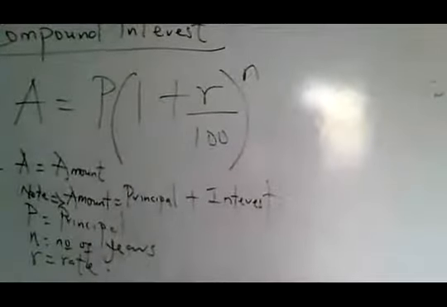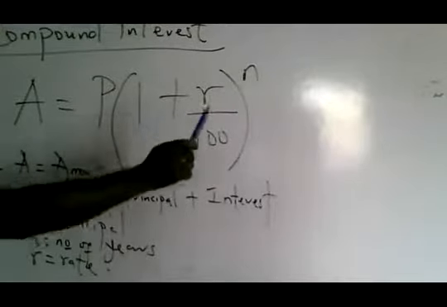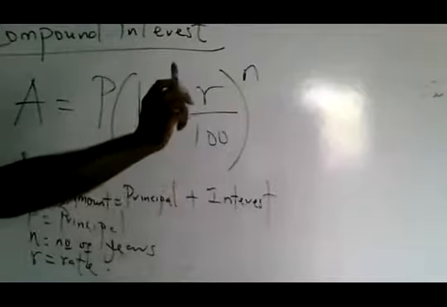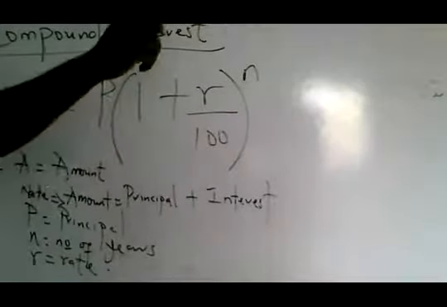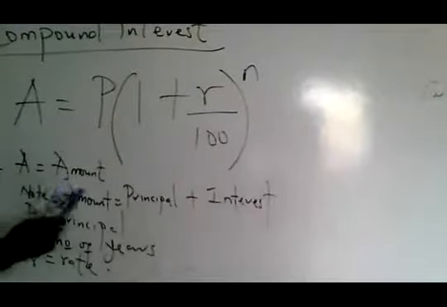So we'll be looking at compound interest today. The formula for compound interest is A equals P open bracket 1 plus R over 100 close bracket raised to the power of N. A is the amount.